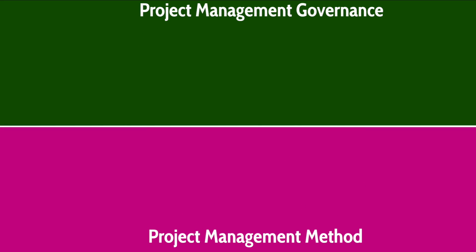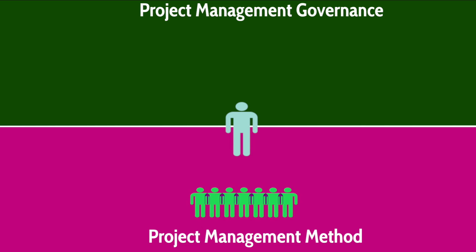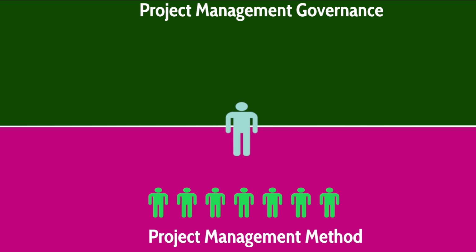In this video we're going to address one of the more confusing aspects of the APM qualification. That's the difference between project management governance and a project management method. I want you to imagine you're a project manager and you've got two sets of stakeholders you really need to manage. The first is those team members who work for you, either through a contractor or internally.